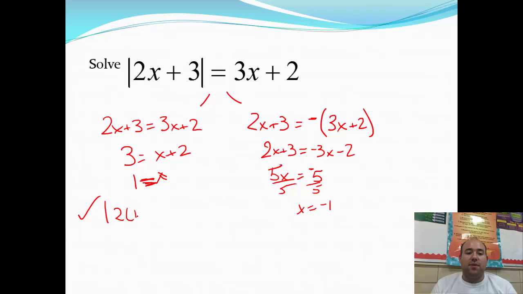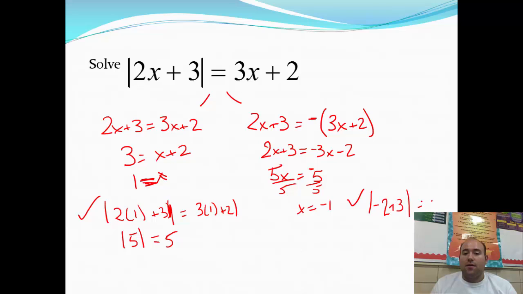So we'll put in positive 1. I get absolute value of 5 equals 5, and I agree, that's true. Now we go over here. I get the absolute value of 1 equals negative 1. So that's out. So one answer, positive 1. Okay?